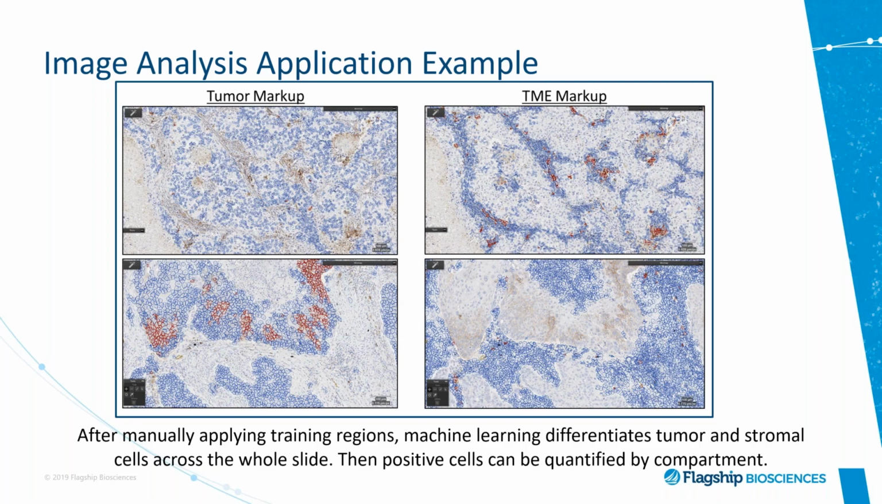Again, this is actually a different specimen with an example of the tumor markup and the TME markup with, again, negative and positive cells designated in blue and red, respectively, on the basis of a threshold that was chosen by the pathologist at an earlier stage of the development. After manually applying training regions, machine learning differentiated tumor and stromal across the whole slide. And then the positive cells can be quantified by each compartment.